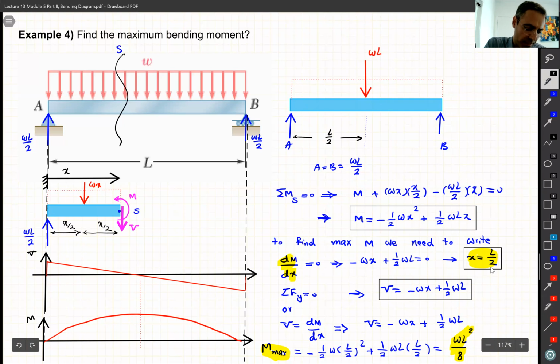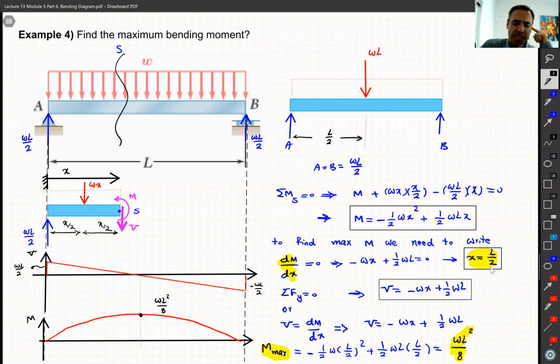V and this is M. And the maximum, remember, is WL squared divided by 8. And these graphs, like this portion is WL squared minus WL squared. All right. Any question for this one?